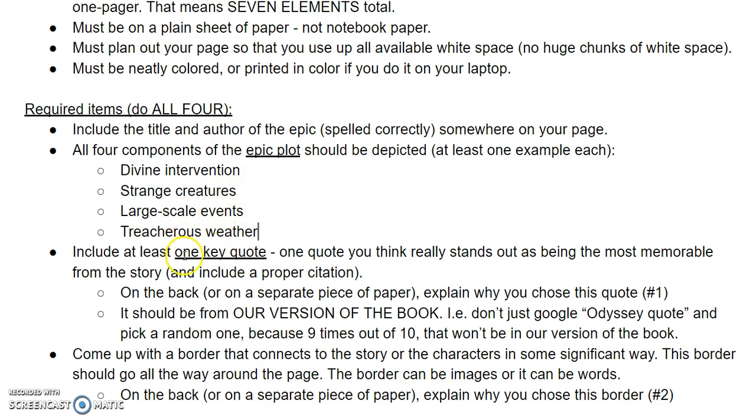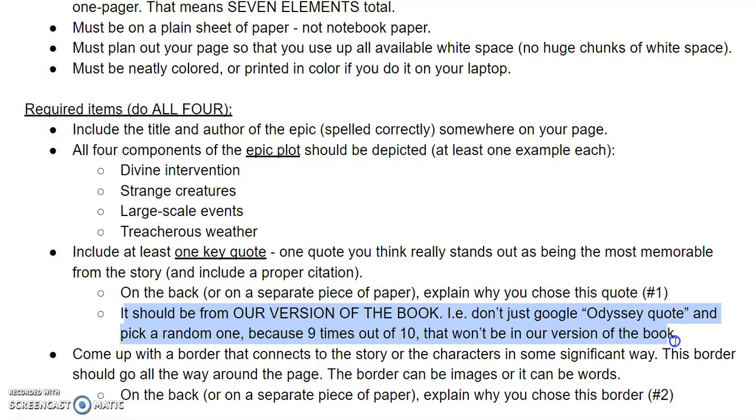You need to include at least one key quote, a quote that you think really stands out as being memorable from the story. So this is something where you go back through your annotations and pick one of the things you annotated that you really liked. One key quote that really stands out to you about Odysseus. Perhaps it's up to you. But you'll include that somewhere on your story. Note, it should be from our version of the book.